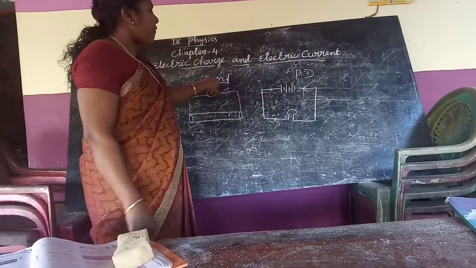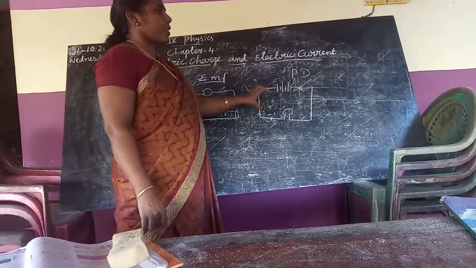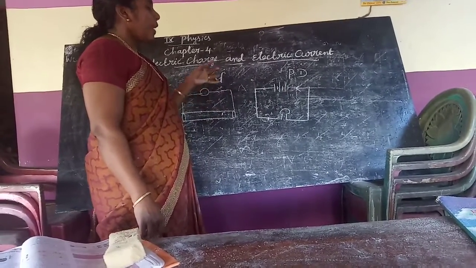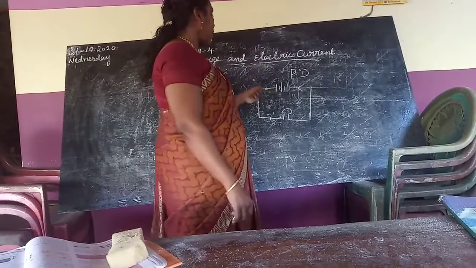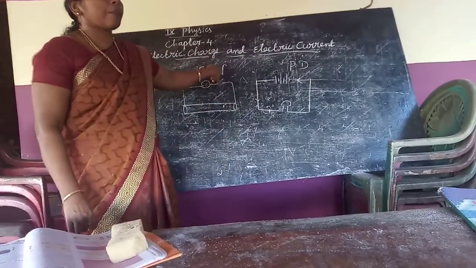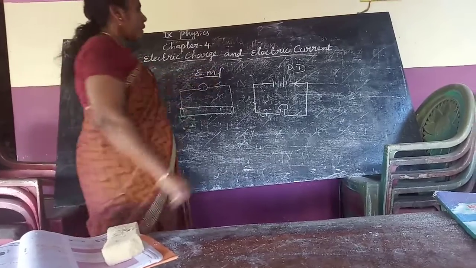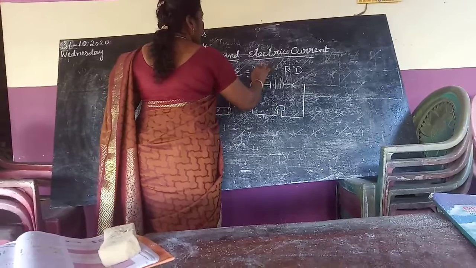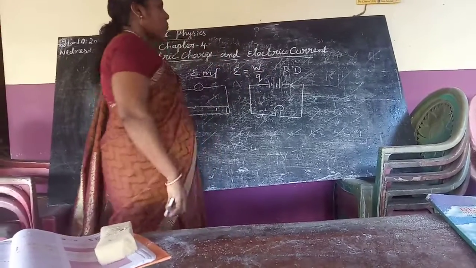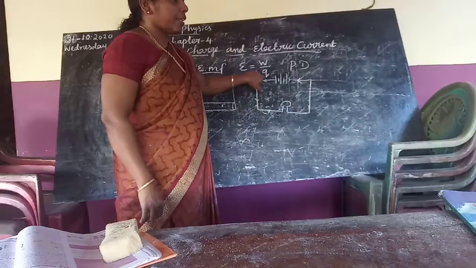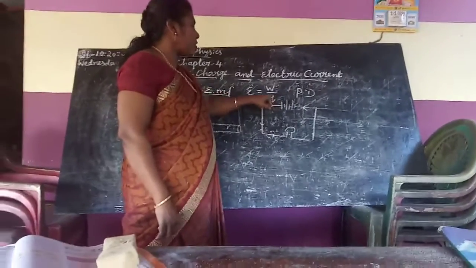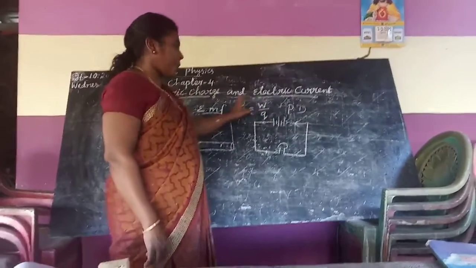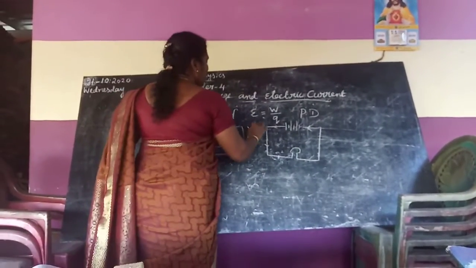So EMF means what? Like the water flowing through this pipe by using the pump, here some pushing force is there. That force is EMF. EMF's full form is electromotive force. The EMF is denoted by the letter E, equal to work done divided by charge. W means work done, Q means charge. Work done per unit charge only. What is that? EMF.